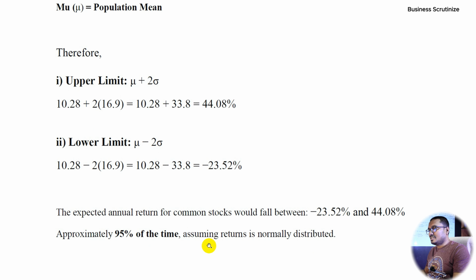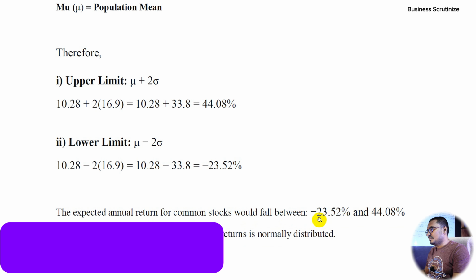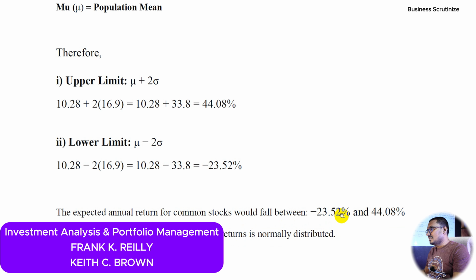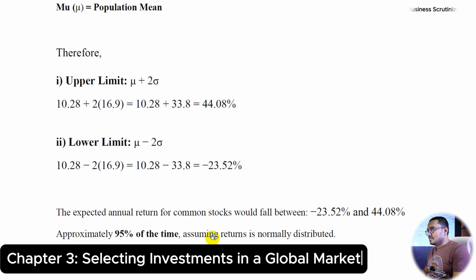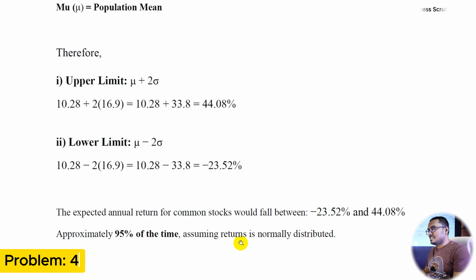Now the expected annual return for common stock would fall between minus 23.52% and 44.08%, approximately 95% of the time, assuming returns are normally distributed.